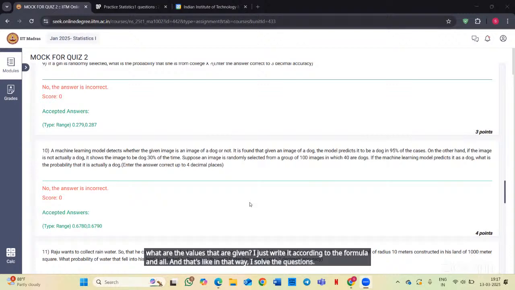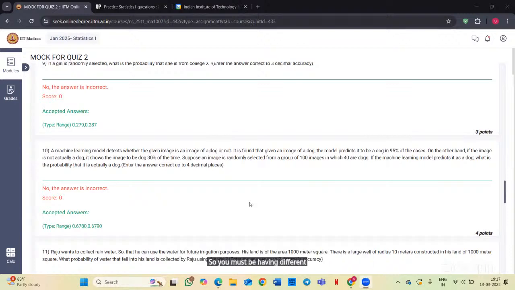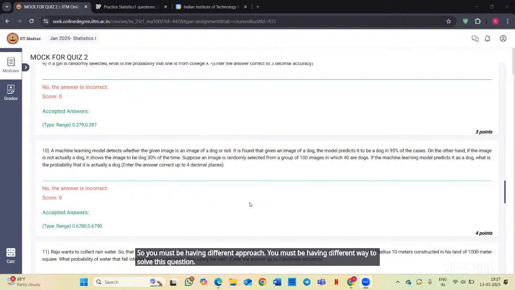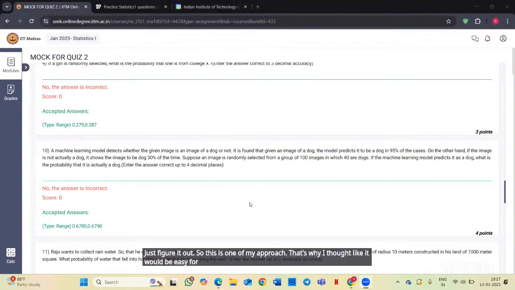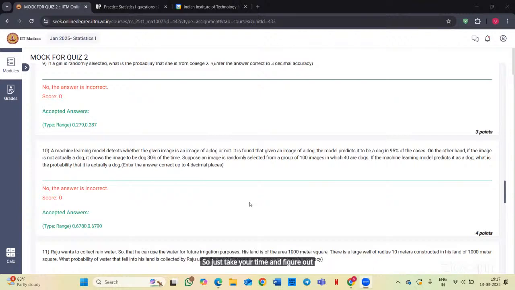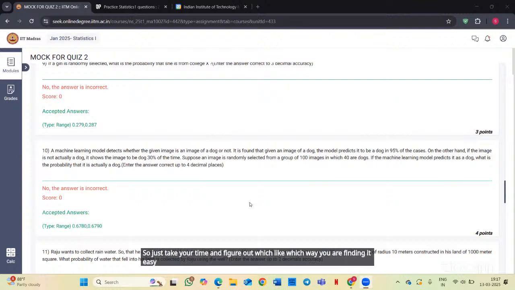So you must be having a different approach, a different way to solve this question. Just figure it out. This is one of my approaches. That's why I thought it would be easy for you to understand, but I guess it's not easy for others. So just take your time and figure out which way you find it easy to solve it.